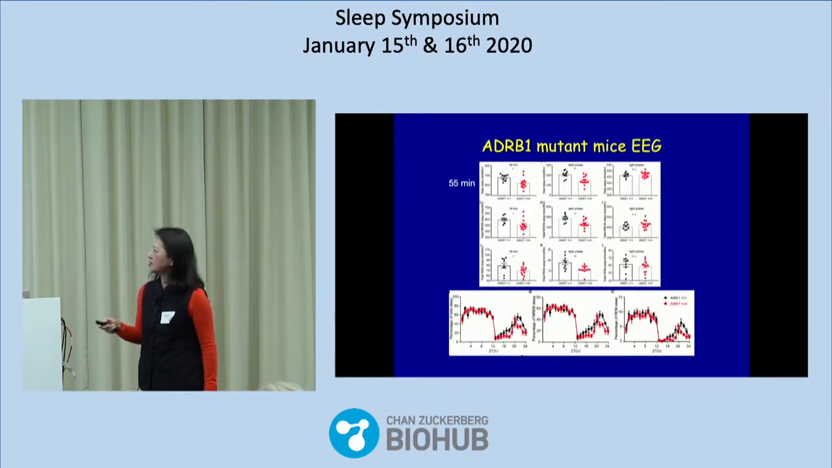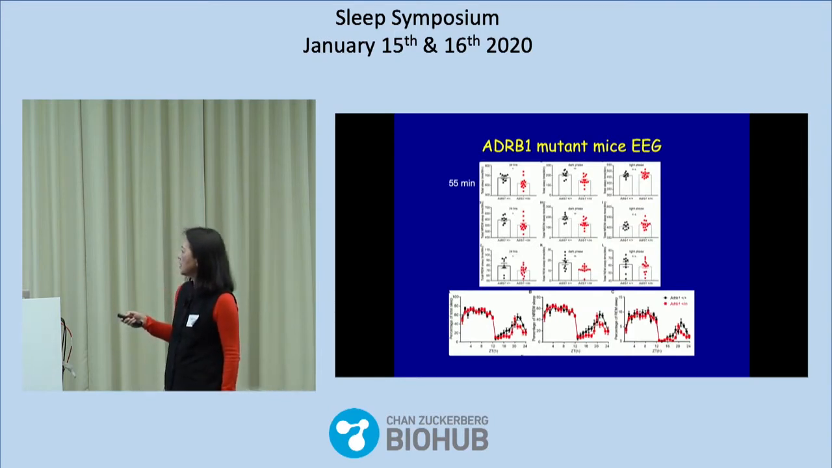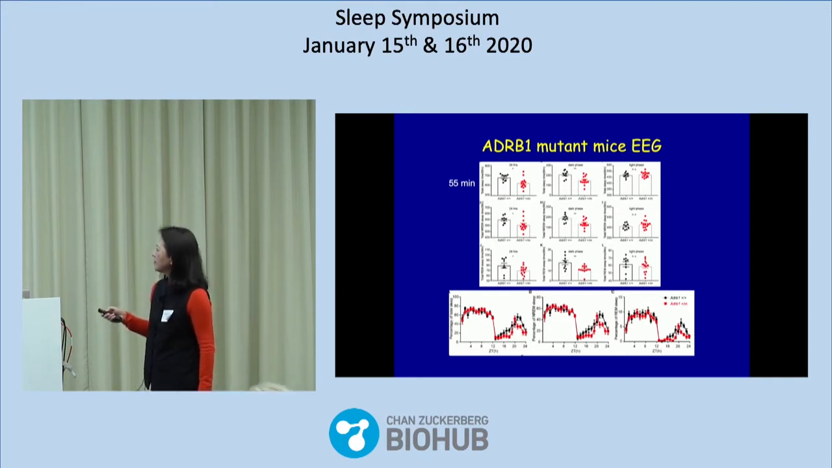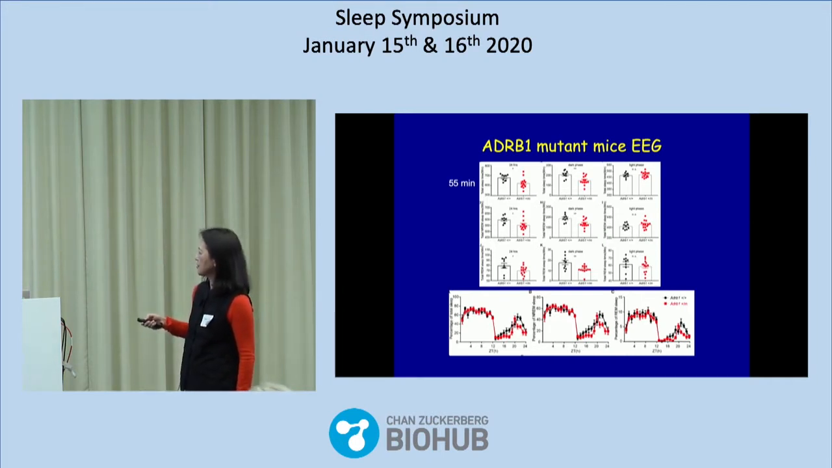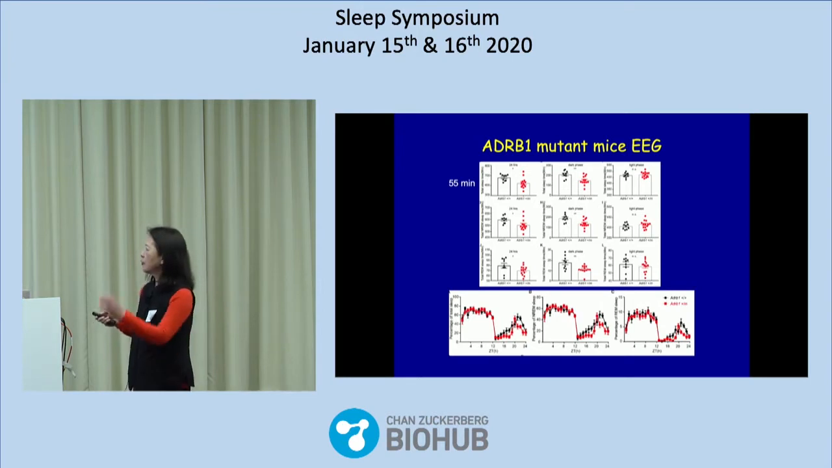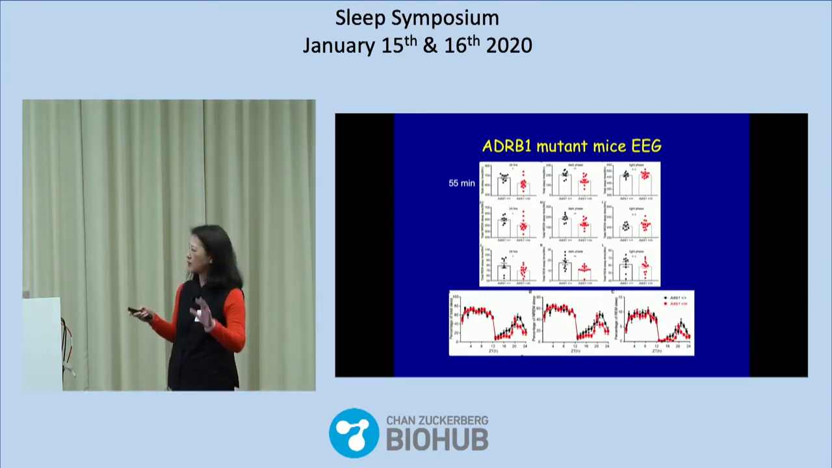But in the mammalian system, the EEG is the gold standard. So we then followed up with the EEG, and we found that the mutant mice on average sleep 55 minutes less than the wild type mice every day. This is plotted over 24 hours, and this is plotted hourly. The shorter sleep is mostly in the dark phase for ADRB1. And I want to emphasize here that every mutation is different. For ADRB1, it's in the dark phase, and a different mutation may be in both light and dark phase.